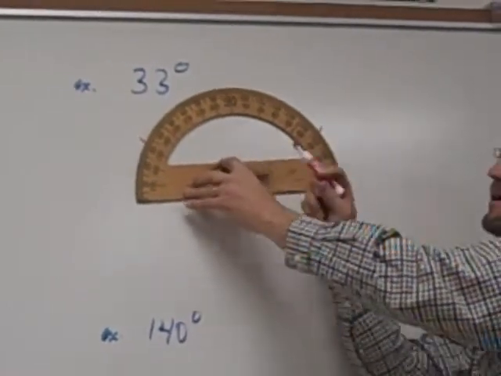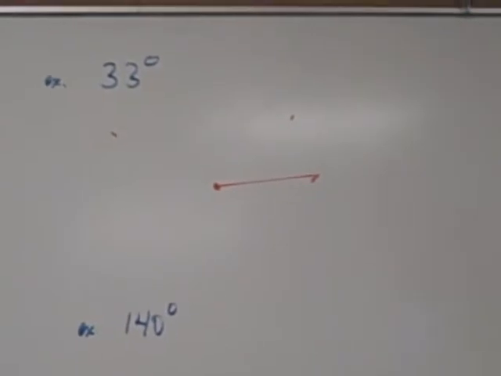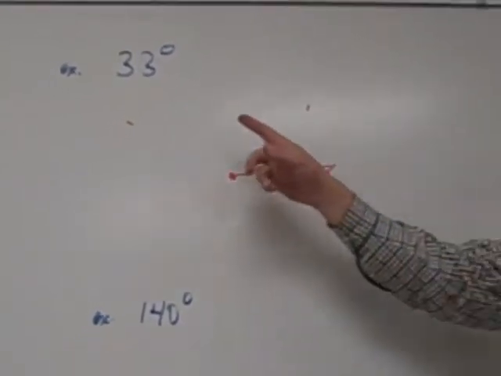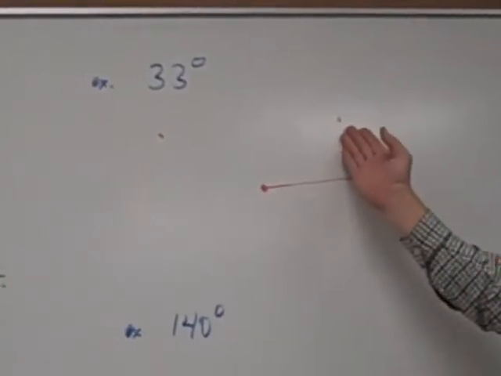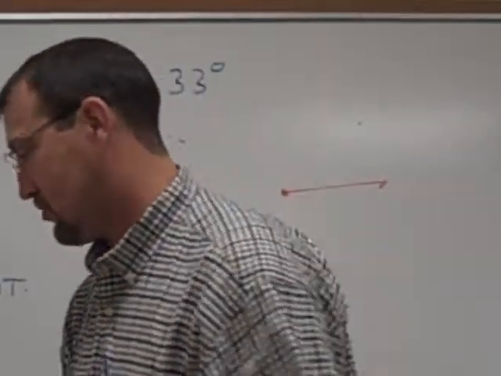I just put a mark out there. I put a mark. I have two marks. Here's a 33 mark from my protractor. There's a 33 mark from my protractor.